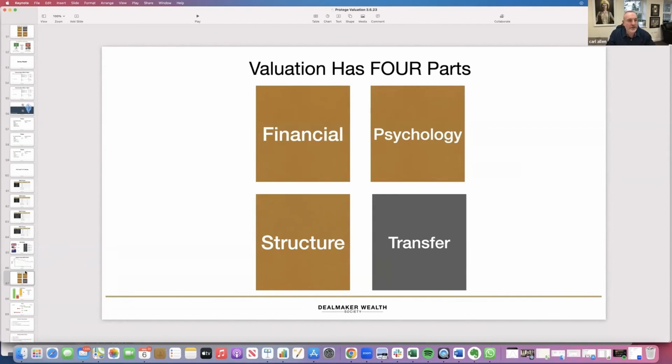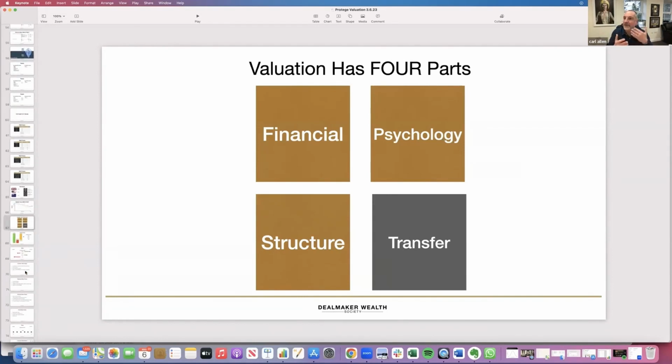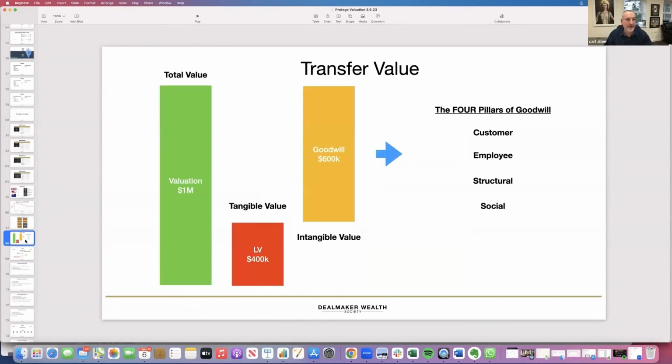Now let's look at transfer value, because even because a business has got a financial valuation, psychology might change it, the structure of the deal might change it, all that's well and good. But if you can't transfer that business to somebody else, it's got zero value or liquidation value. So what do I mean by that?